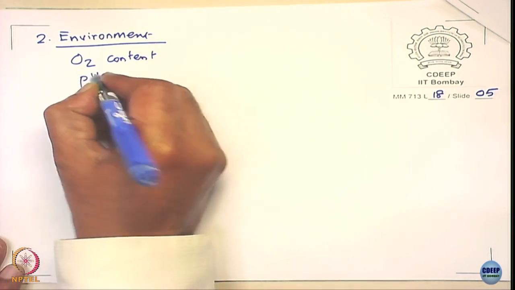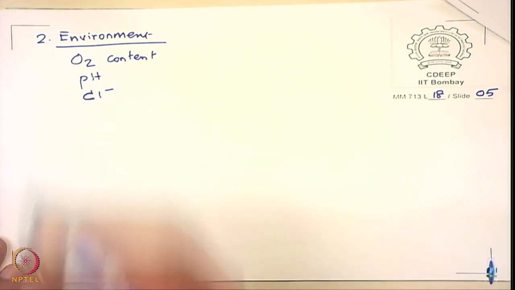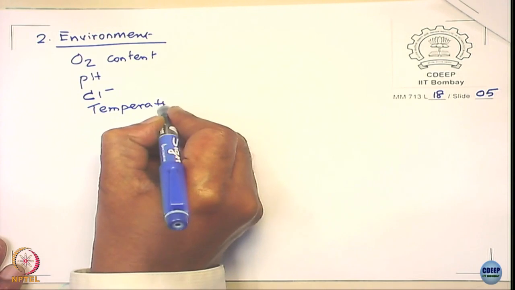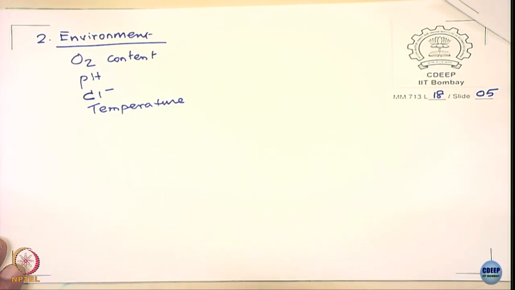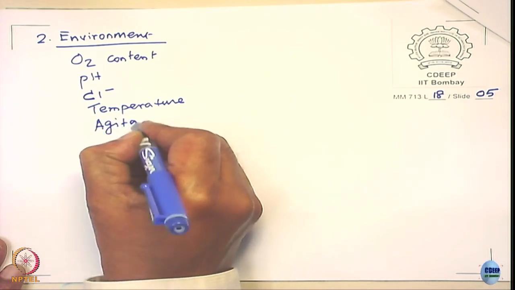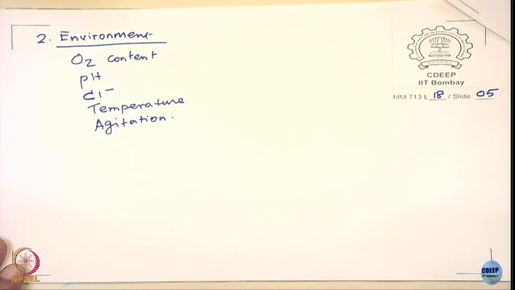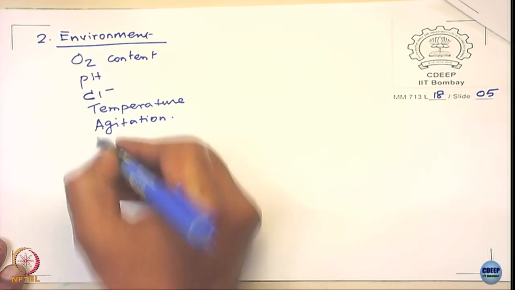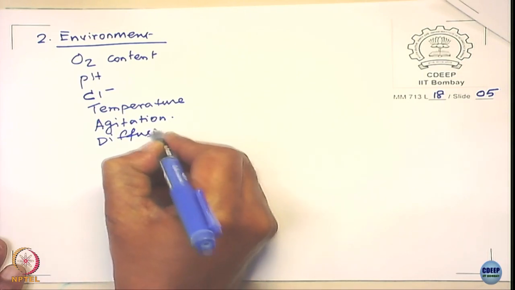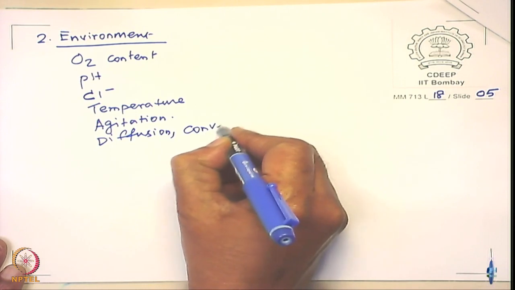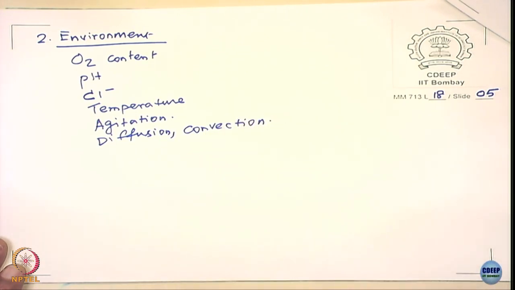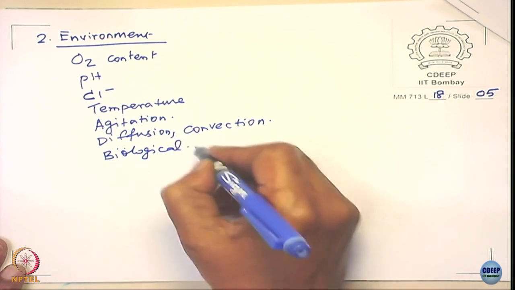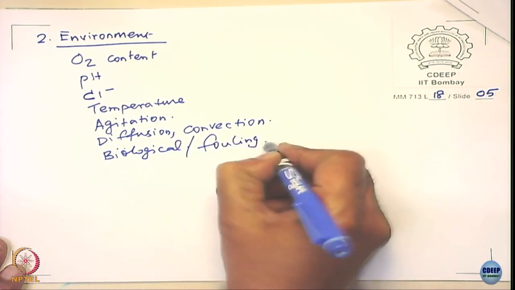So when you look at the environment, it is the oxygen content, pH, chlorides present, the temperature, and if you want, you can add agitation or otherwise. The other related parameters, like diffusion, convection, all interrelate to each other, okay, and biological factors. When I say biological, you can put the word fouling, actually.